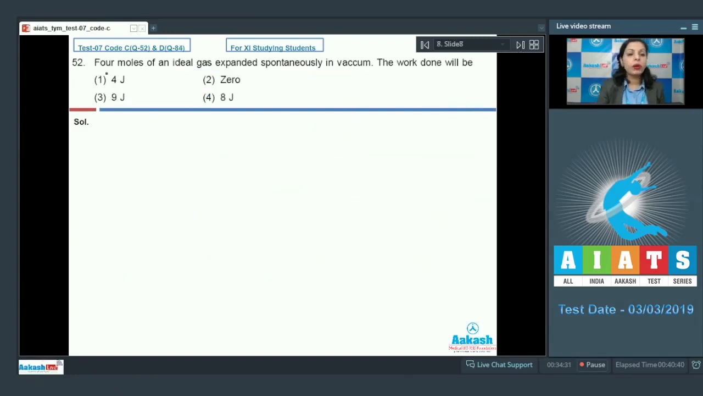After that, question number 52 is here. 4 mole of an ideal gas expanded spontaneously in vacuum. The work done will be. In this case, we have 4 moles of the ideal gas. It is expanded spontaneously in vacuum. If I talk about vacuum, in that case this P external would be 0. There is no external pressure in vacuum.